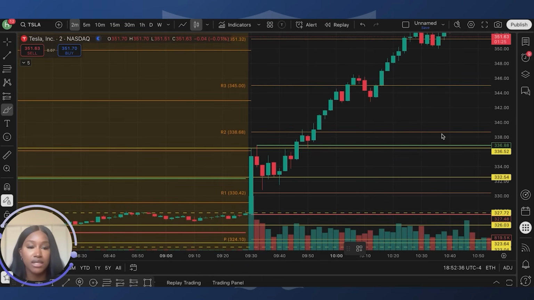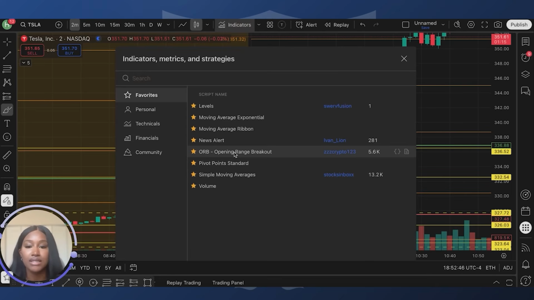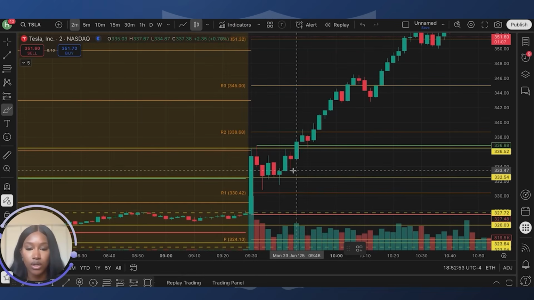My high is going to be this green line here, and then the low is this red line here. And here's how you find that indicator. You simply go to the indicator tab right here, click on it, and type opening range breakout, right? And here you're going to get ORB. Simply click on it and it will add it to your chart, okay?